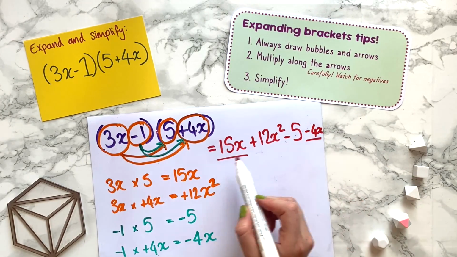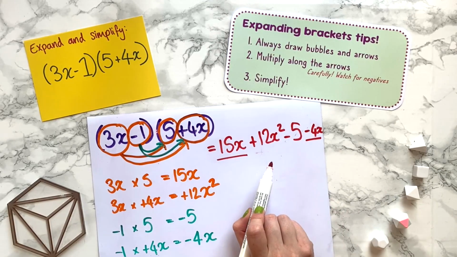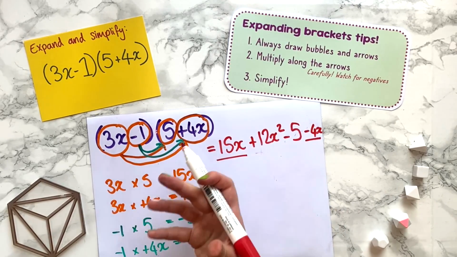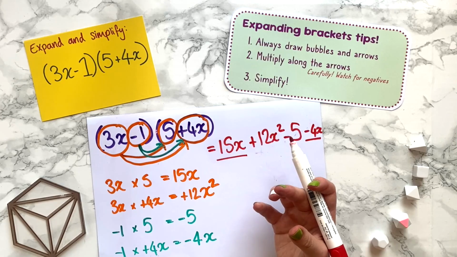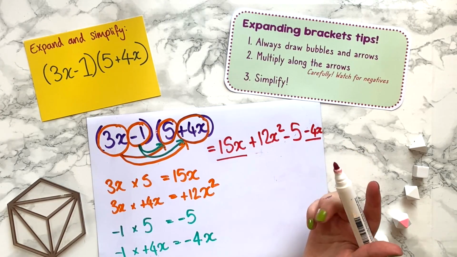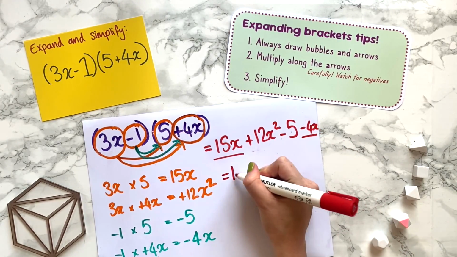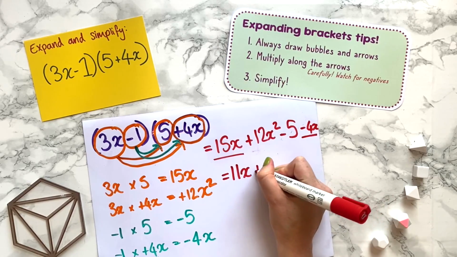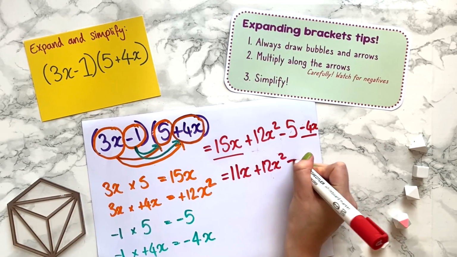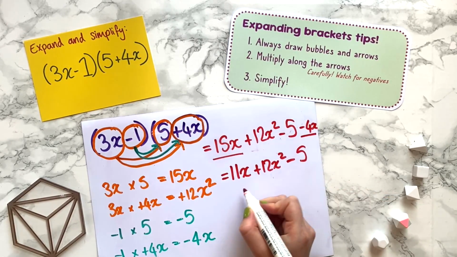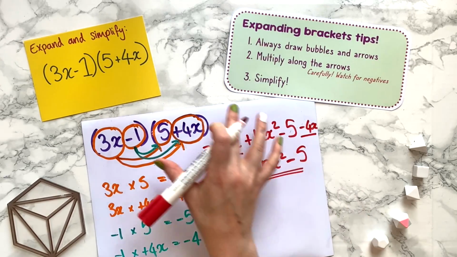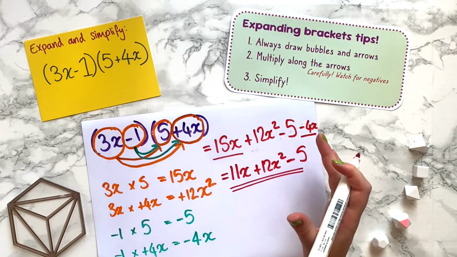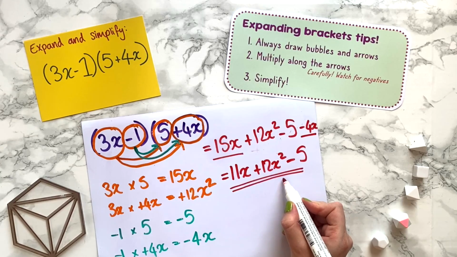Here in this case we're subtracting 15x minus 4x. If you had 15 eggs and you took away 4 eggs, how many eggs would you have? You'd have 11 eggs. So this is 11x plus 12x squared minus 5. And this is our final answer. This is this expression expanded and then now simplified here.